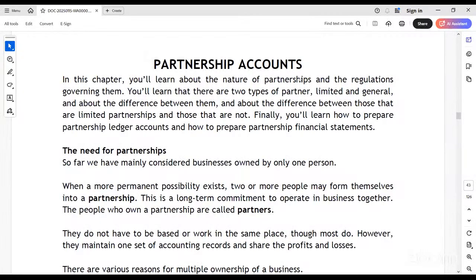So today we are looking at partnership accounts. As I told you before, we are going to start on partnership accounts, and here we are. Accounting for partnerships is our topic for today.